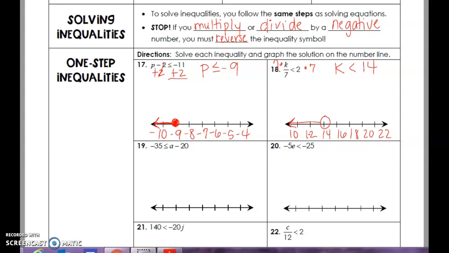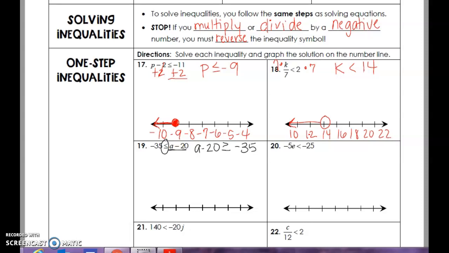Look at 19. Negative 35 is less than or equal to a minus 20. When we have a problem where the variable is on the right side of our inequality, we need to rewrite the problem with the variable on the left side. So that means we would have a minus 20 is greater than or equal to negative 35. As you can see, our inequality symbol is still open towards the a minus 20.